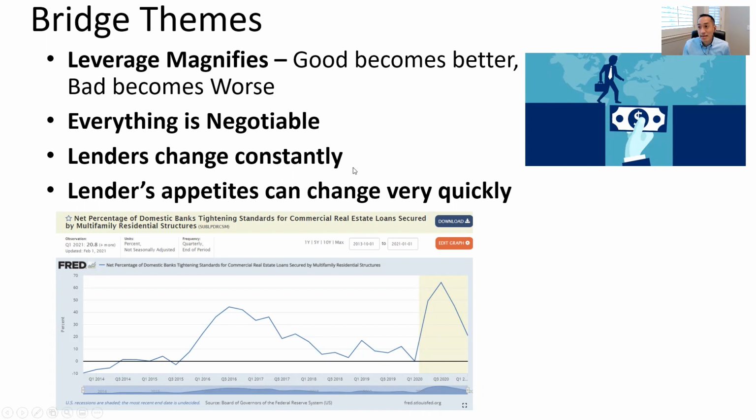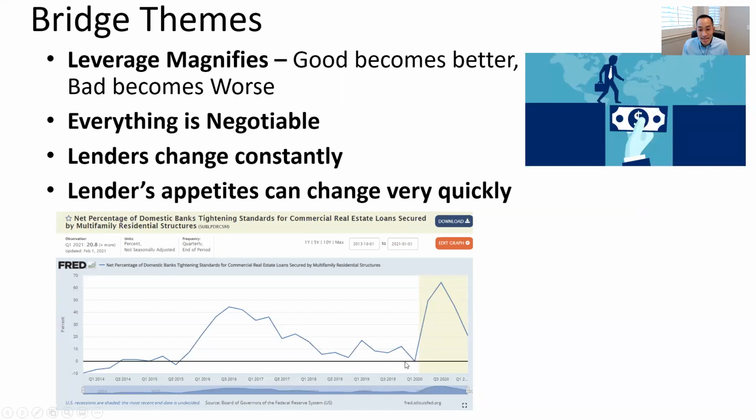Lenders change constantly, right? So on the recourse bank side, they could have a big appetite for multifamily right now and self-storage right now, but for retail and hospitality, it's gone, right? So the lending can change consistently and constantly, and then their appetites can change. And so I pulled this chart. I think this is from the Federal Reserve, and it just talks about how banks are tightening across commercial real estate loans.